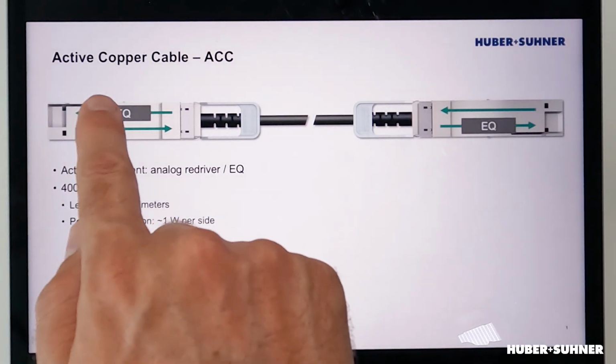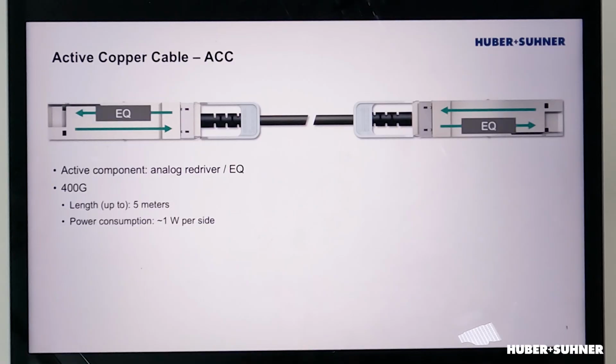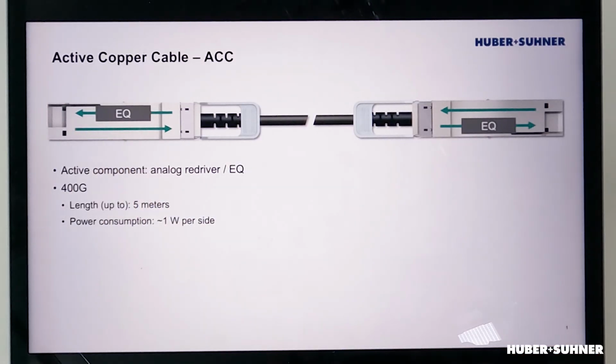Let me explain over here. So let's start off with the ACC. And ACC stands for active copper cable. And we can basically consider ACC as sort of the next evolutionary step of the DACs. Because while still trying to maintain the great advantages of DAC, so the low cost and low power consumption, the idea was to only add the smallest amount of active components. And in this case, we're actually only talking about an analog driver or equalizer on either side of the link, but only for the receiving sides.